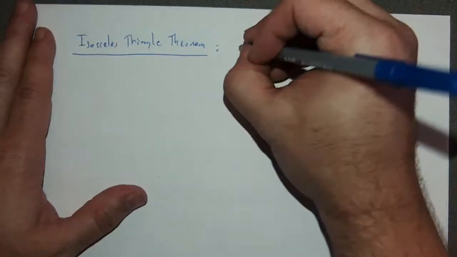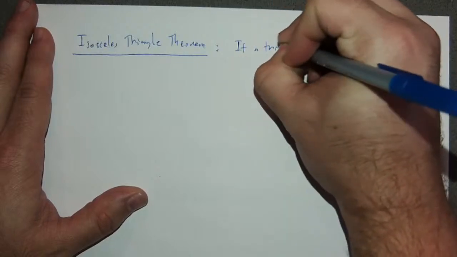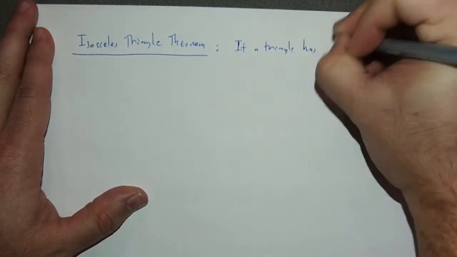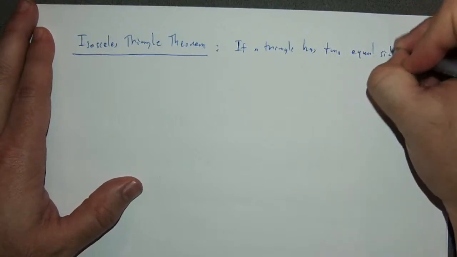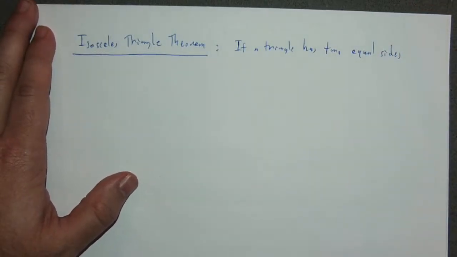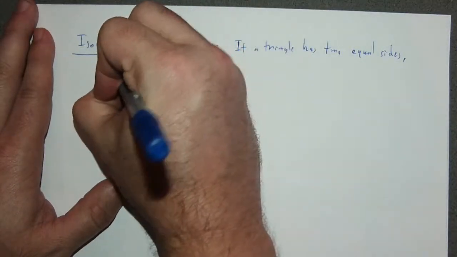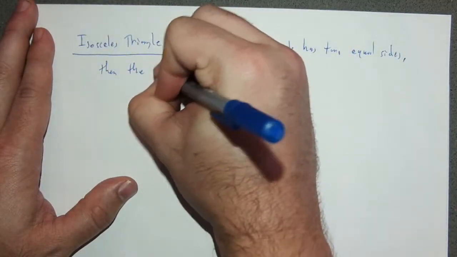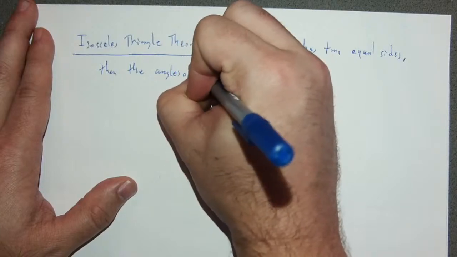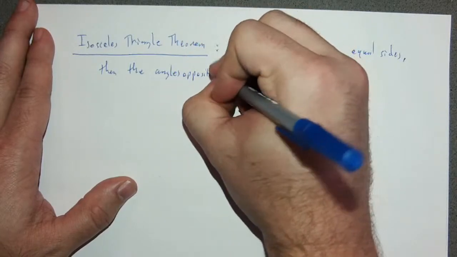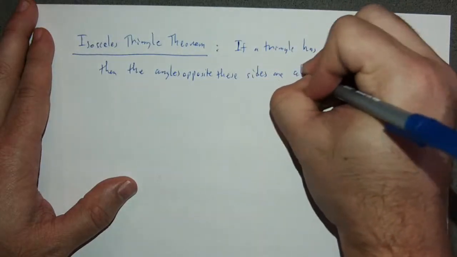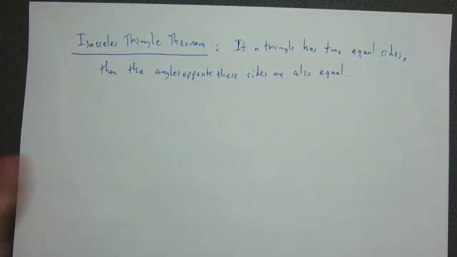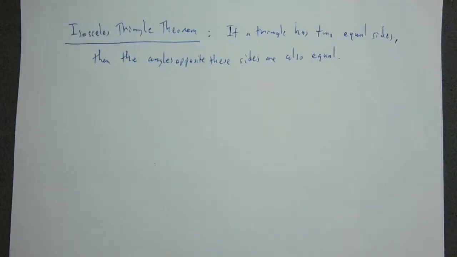So if a triangle has two equal sides, so two sides of equal length, then the angles opposite these sides are also equal. Okay.